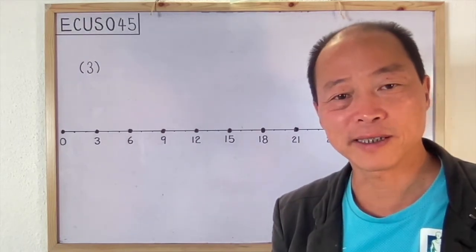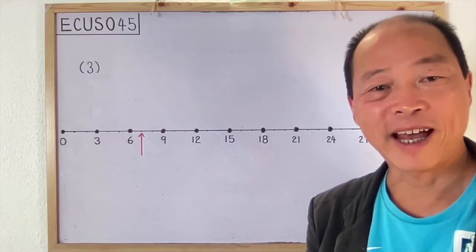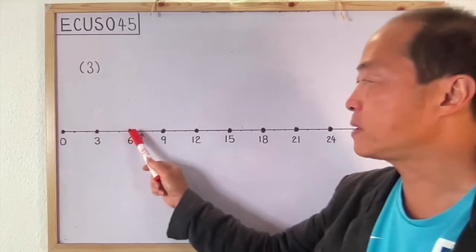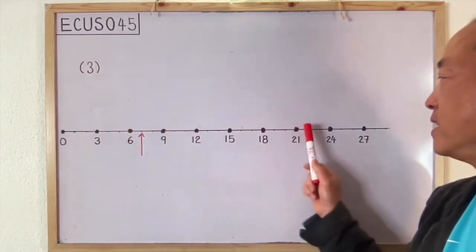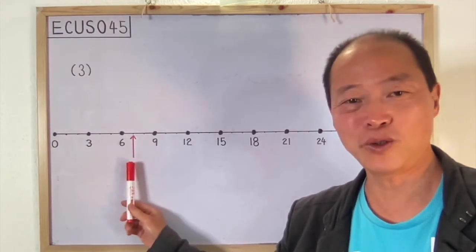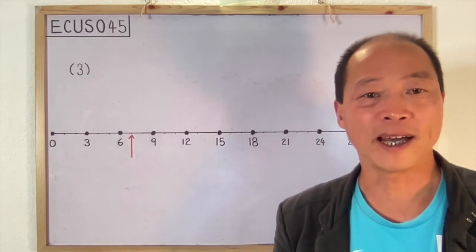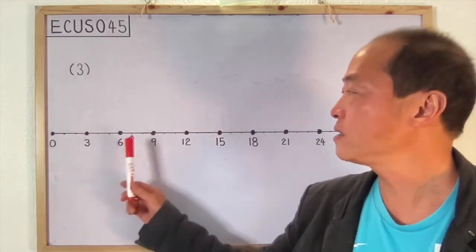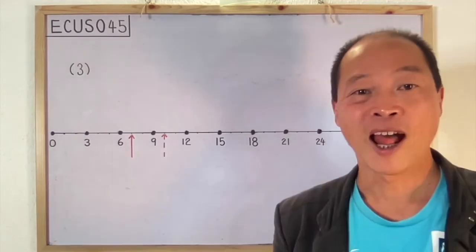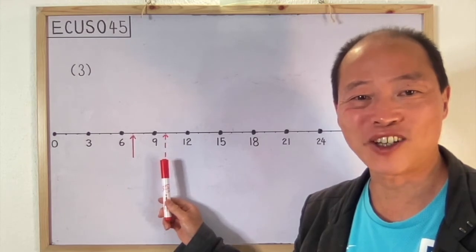The student has 7 euros. Let's put a mark here. Notice that on this number line, each solid dot represents a multiple of 3. Also notice that the red arrow is 1 unit on the right of a solid dot. Now I add 3 to 7. I simply move the red arrow forward by 3 units. The red arrow is still 1 unit on the right of a solid dot.